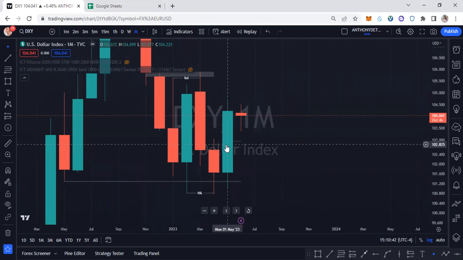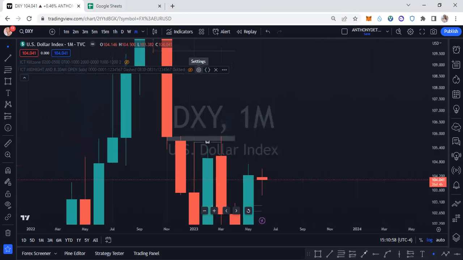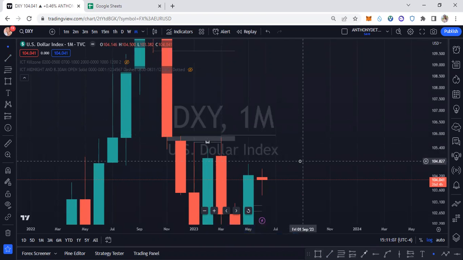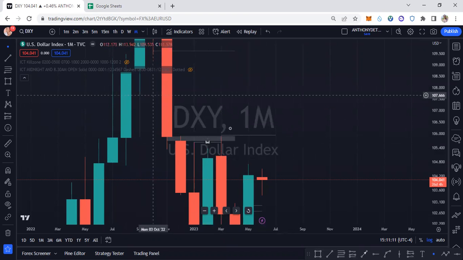It's created a swing low, and a swing low is a confluence to identify a reversal pattern. So it's created a swing low here, which is a reversal pattern. So I'm expecting price to take out this swing high here, which is our draw on liquidity, based on the monthly time frame, then trade into this FVG here.